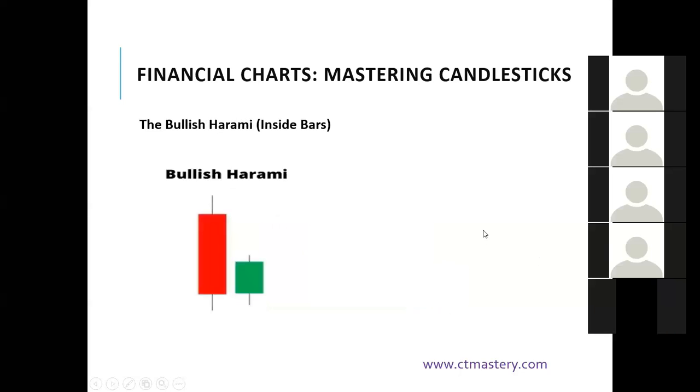Let's look at the bullish Harami. For the bullish Harami, the first candle is a large red candle, showing that the bears are in control. The next one is a small bullish candle, showing that the bulls are gathering momentum to take over.